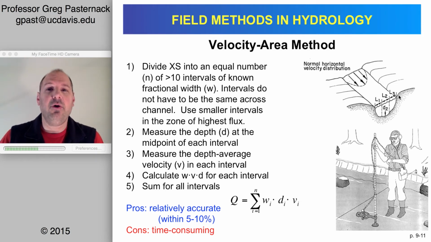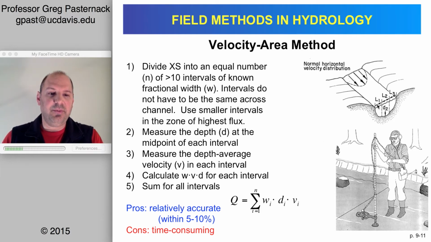The more uniform the velocity is across the channel, then the fewer sections you would need. But it's still recommended to have 15 sections for a natural channel, and actually the gold standard is 30 observations of velocity across the channel. So we're going to divide it into a number of fractional widths, and then at locations representative of each interval, you're going to measure the depth at that location and the velocity.